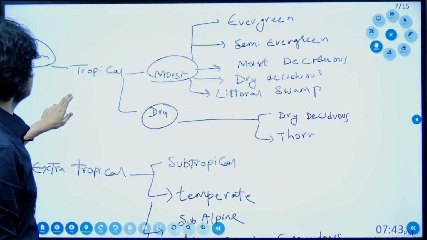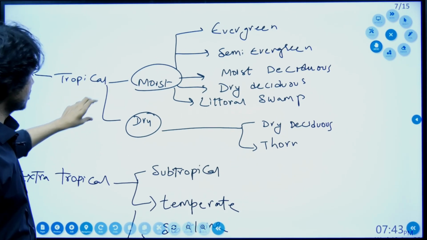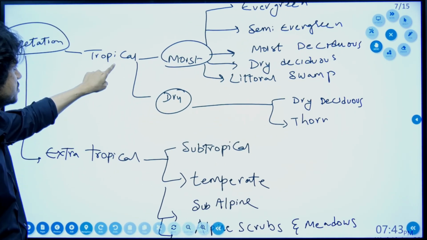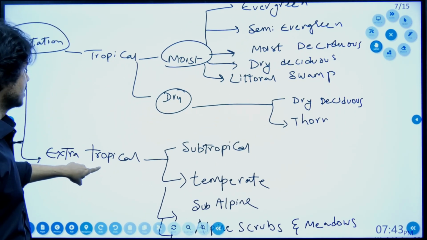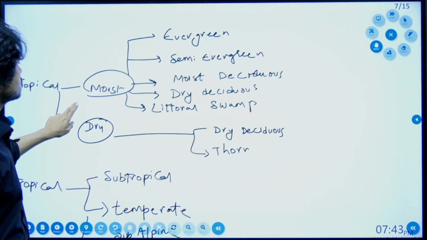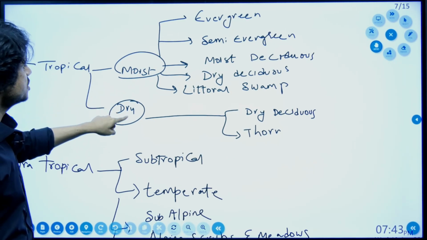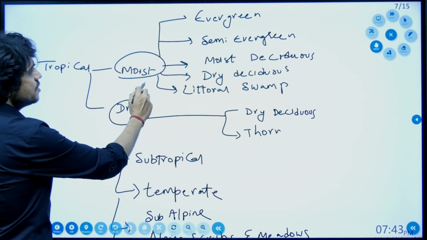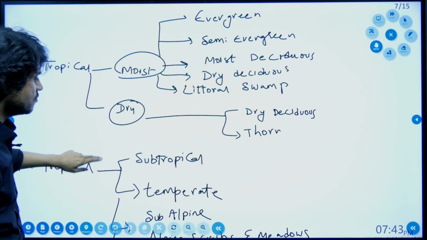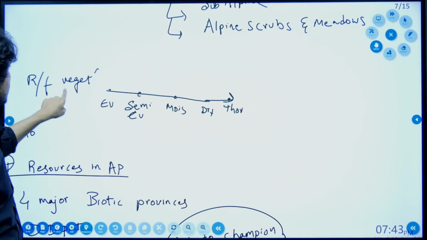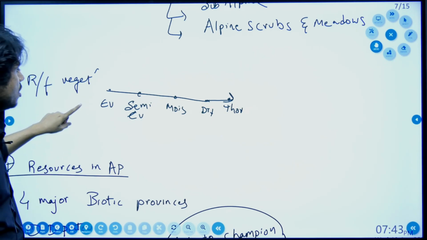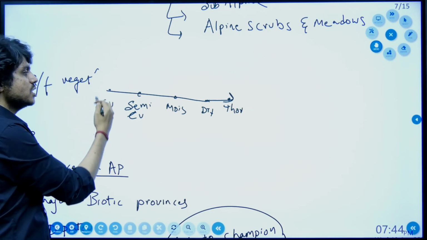Your vegetation or forest resource can be divided primarily into 2 subdivisions. Firstly, the tropical variety and the extratropical variety. Within this tropical variety, you have the moist and the dry variety. The moist variety means areas where you have very good rainfall. If you see this, rainfall and vegetation are linked with each other.